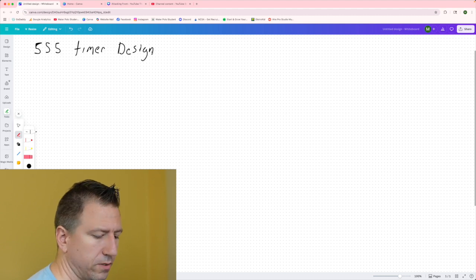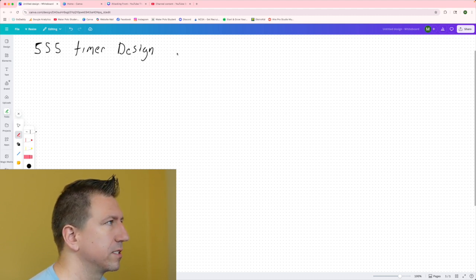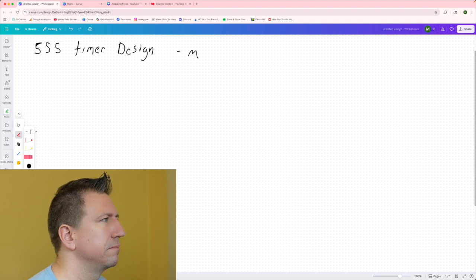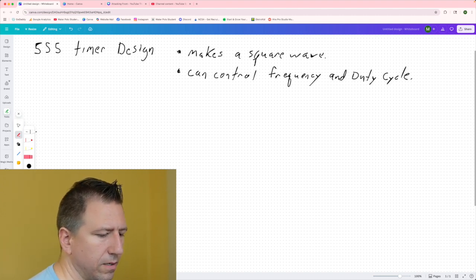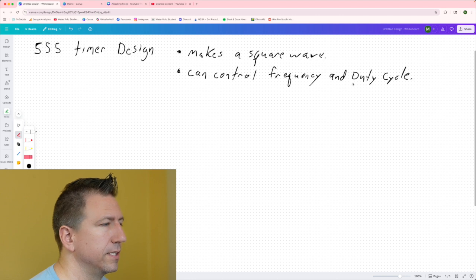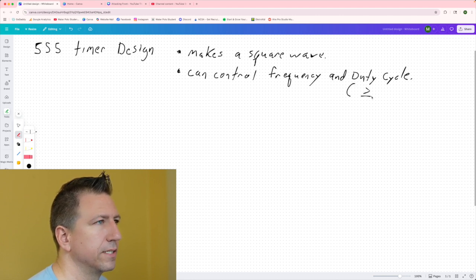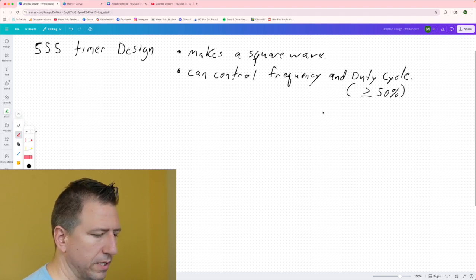All right, so basically a 555 timer makes a square wave, and we can control the frequency and duty cycle to a degree. And the duty cycle is going to be greater than or equal to 50%. Okay, so let's look at a square wave.